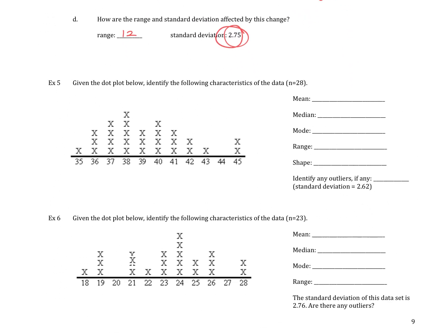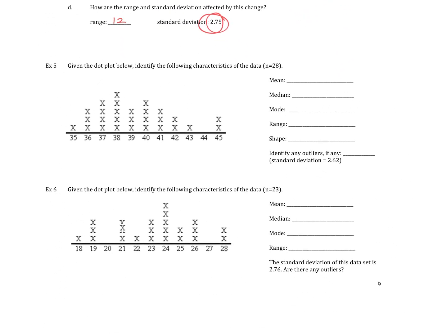All right, question 5 and 6. You might as well do them both together. Now we have 2 dot plots. Go ahead, calculate the mean, median, mode, range, and shape. Identify any outliers, use the standard deviation, so pause the video and go ahead and work on that.